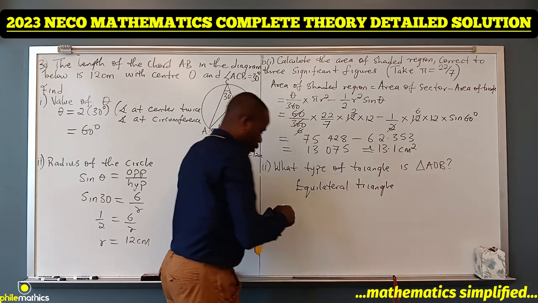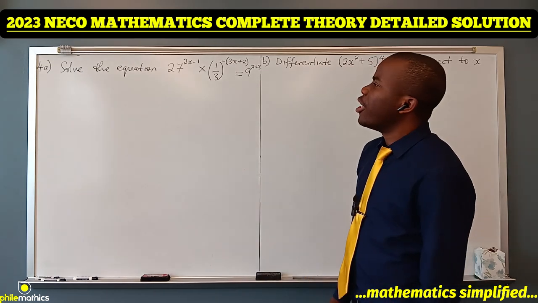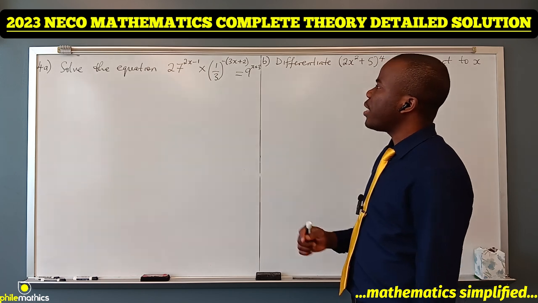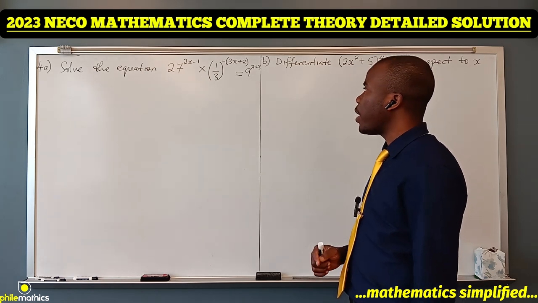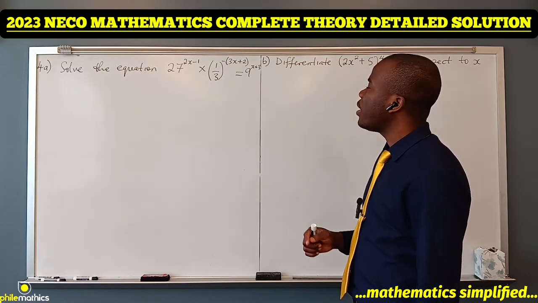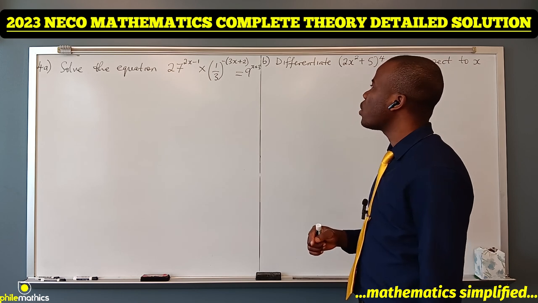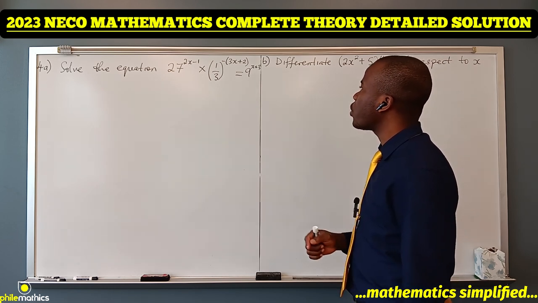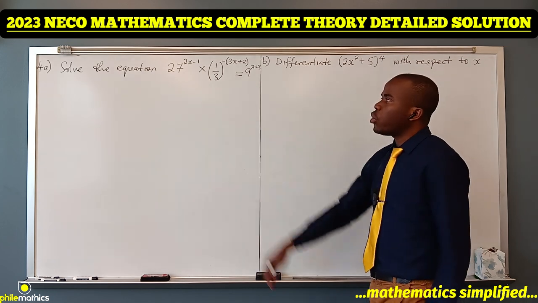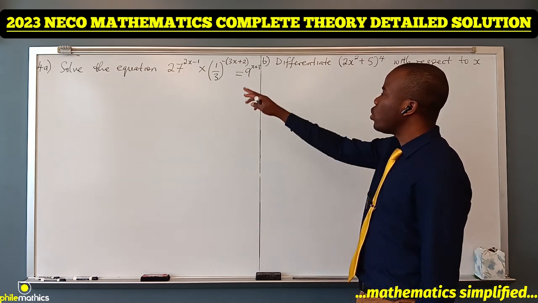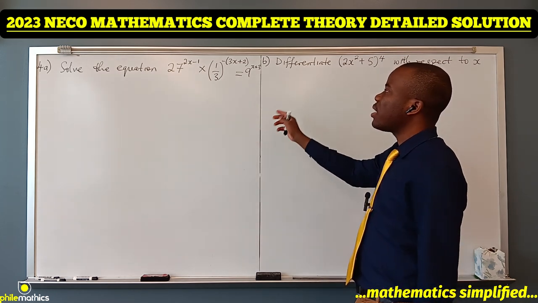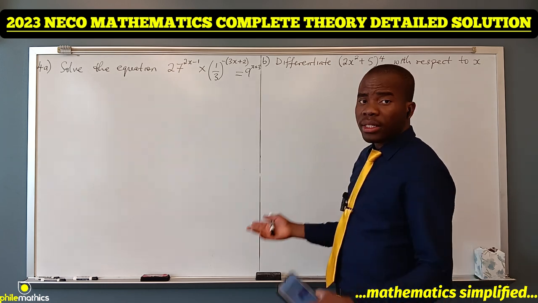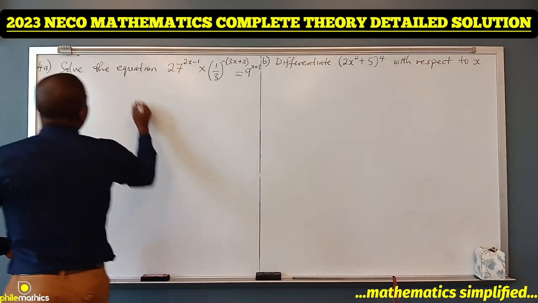Question 4 says, solve the equation 27 to power 2x minus 1 times 1/3 to power minus 3x plus 2 equals 9 to power x plus 3. If you look at this equation very well, you will see that we can put both left hand side and right hand side in base 3 to make things easier for us.